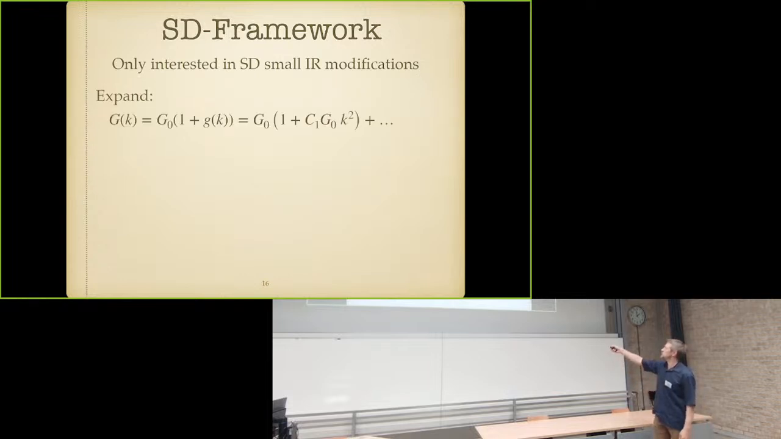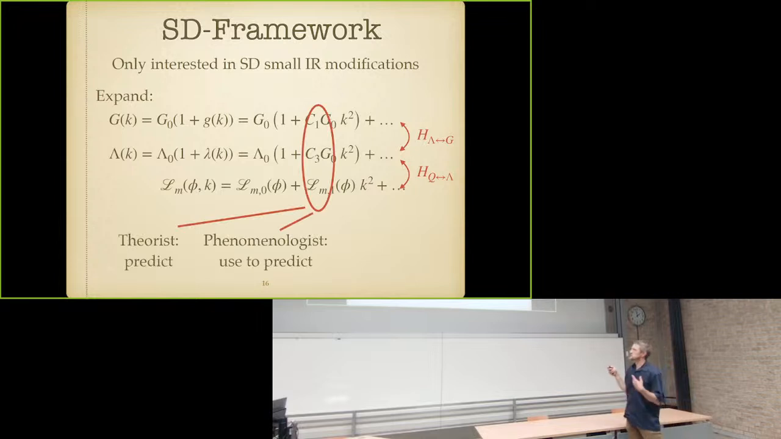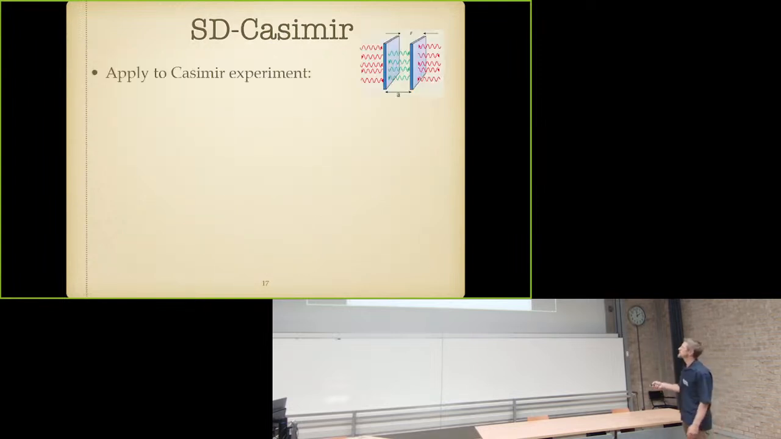So we expand for small k all the couplings which might run, and the couplings in the matter sector. And this automatically includes our hypothesis. Here we have lambda and G connected through k, and here we have matter and lambda connected through k. Now you have to just go and solve the equations for a given problem. And these parameters are the parameters I talked to you about before.